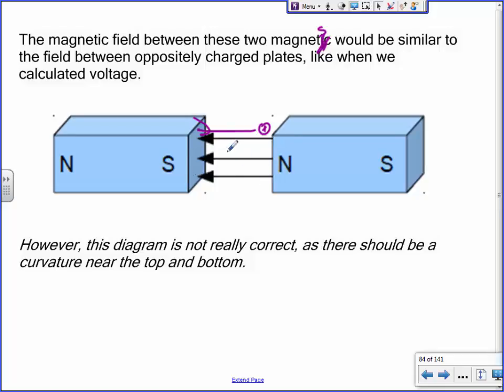Right? And hypothetically, if you could have a monopole, let's say you could just have a north, well, the north would get sucked from one to the other, just like a proton or an electron, right? It doesn't exist yet because we haven't been able to find them, but maybe they exist somewhere.